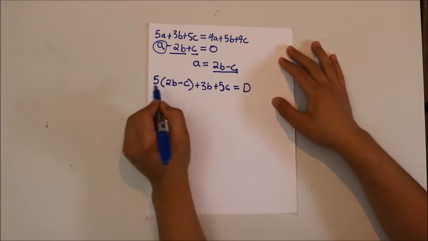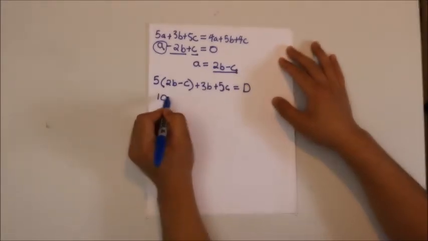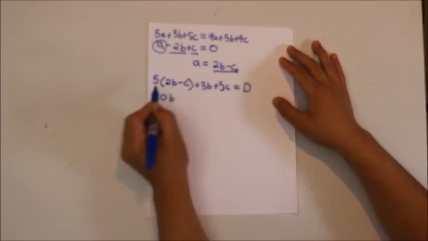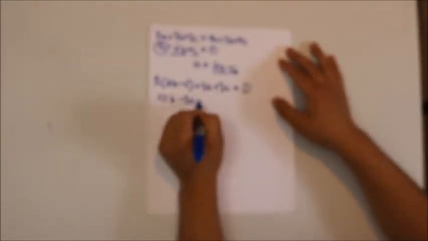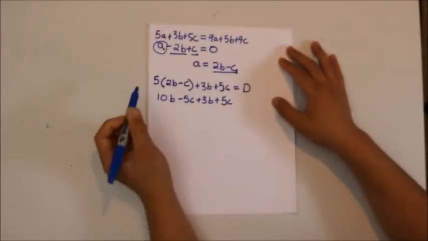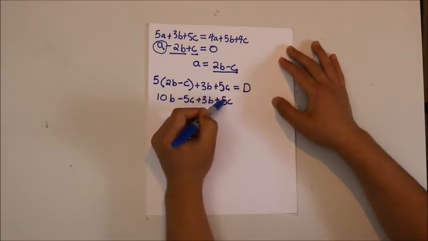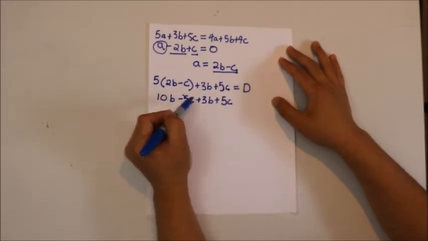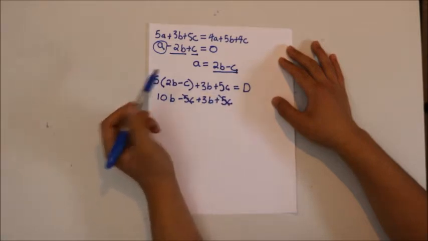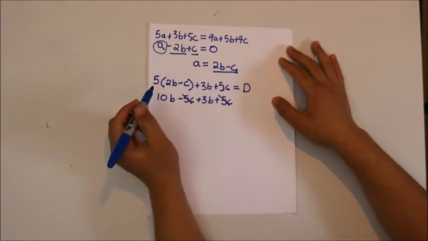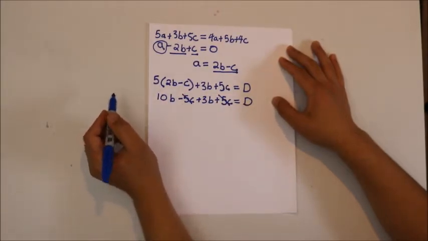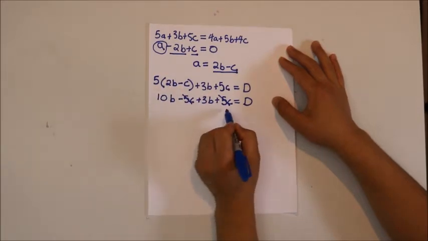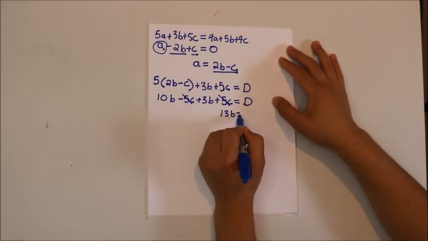So 5 times 2 is 10, and then b is the same, it's just b. Then we have 5 times negative c, so we get minus 5c. Then we just plus 3b and plus 5c. So now, because minus 5c and plus 5c are the same, we can just cross them out because they're 2 opposites and they cancel each other out. Equals d. So now we can reduce this further and we get 13b is equal to d.